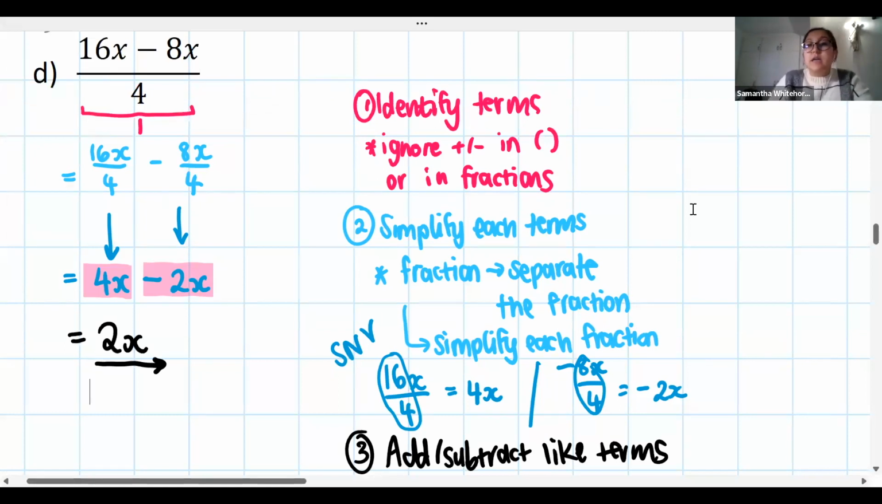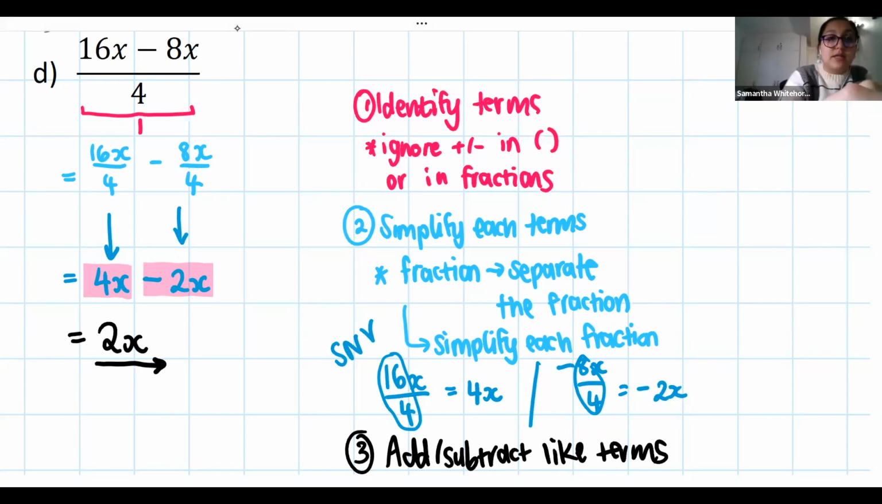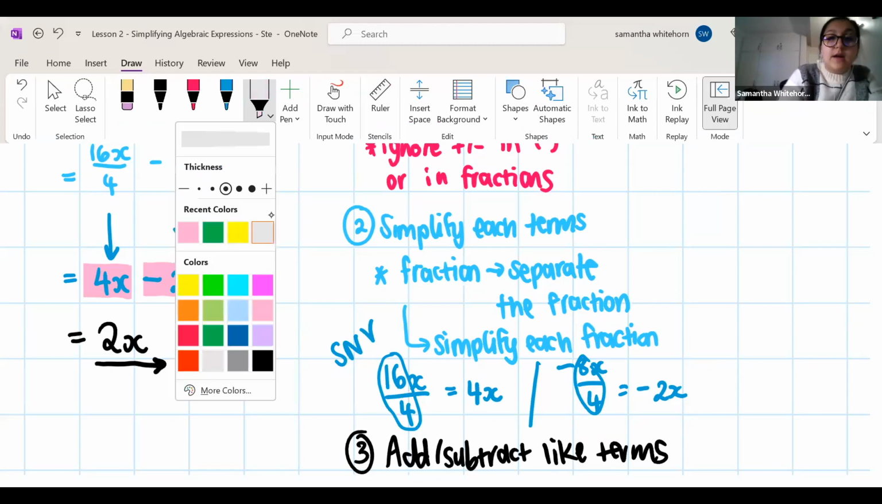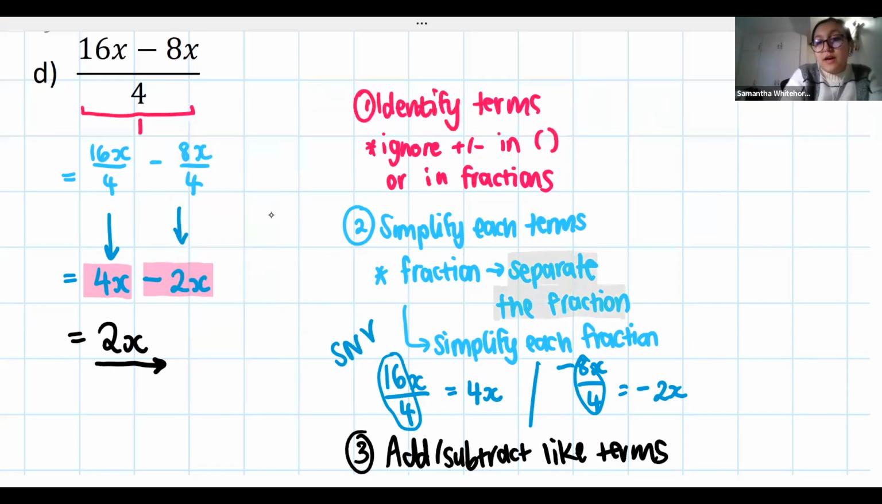So guys, when we deal with fractions, the only difference is that we need to remember that we can separate the fractions. So that's what I wrote here in the blue on the right. We can separate the fraction in order to help us to simplify. And so when you do encounter a fraction, that is how we simplify that term. We separate it and we simplify the fractions that we get.